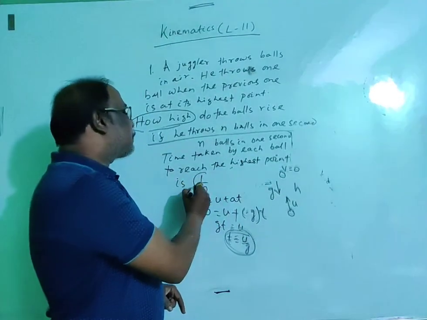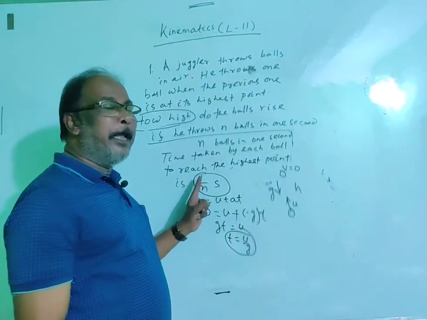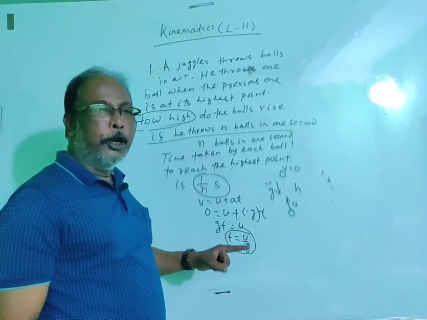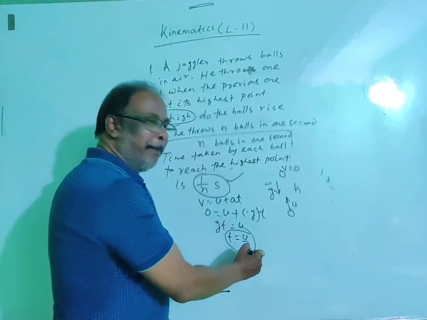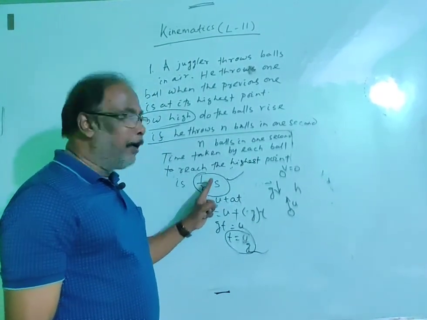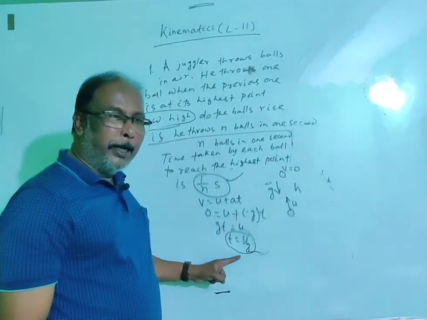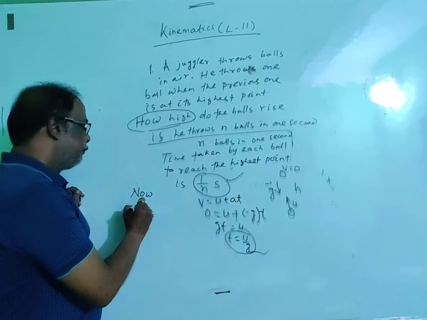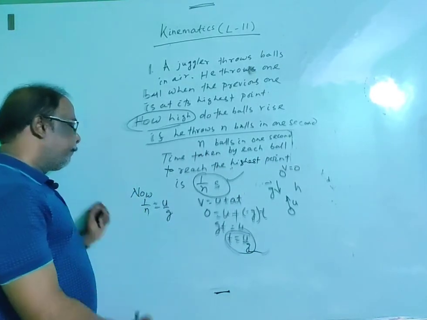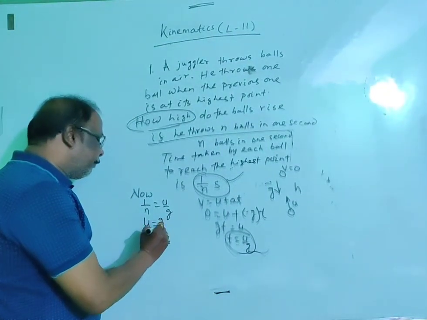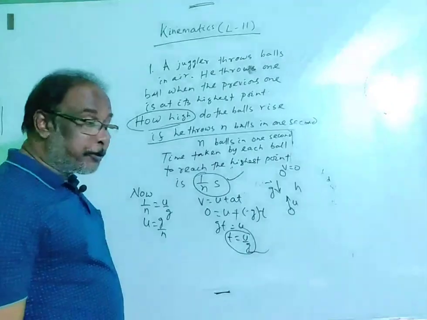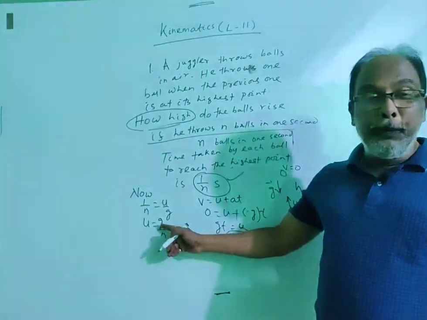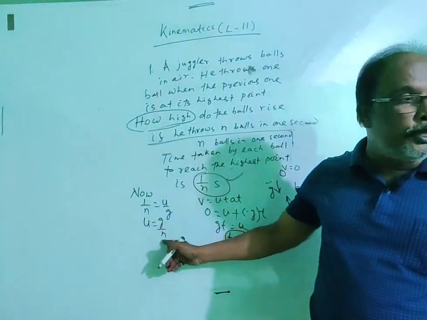Of course, we have discussed the time taken by each ball to reach the highest point is 1 by n second, and again we found the time taken by each ball to reach the highest point is u by g. Then both are the same. Time taken to reach the highest point is 1 by n as per the question. And from calculation we get the time taken by the ball to reach the highest point is u by g. Now 1 by n is equal to u by g, and u is equal to g by n. Thus, from the data, n number of balls are thrown by the juggler. From this data, we got it, u is equal to g by n.